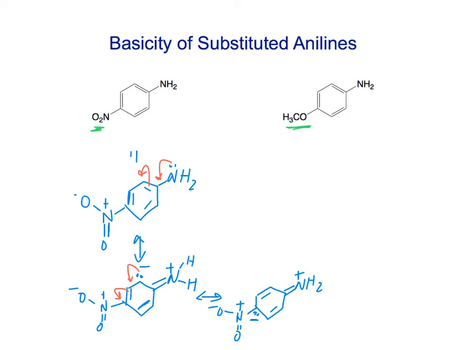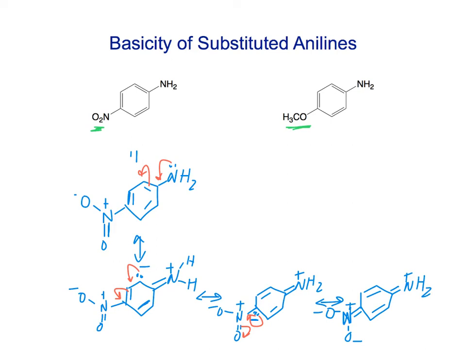Electrons continue around the ring. What else? They can be delocalized out onto the nitro group. Right? So these electrons can go down here and out onto this oxygen, and we get, oops, that's an N, O minus with a plus there. We get this resonance here, okay?